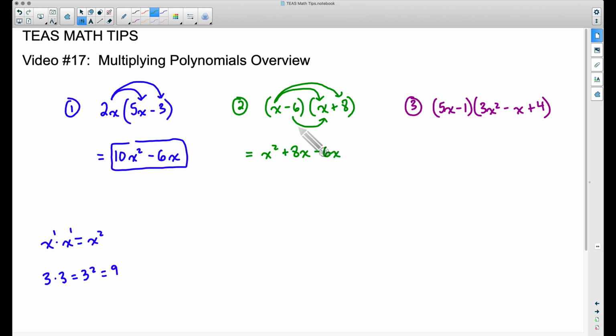Make sure you watch your signs. And a negative 6 times a positive 8 is a negative 48. Now there will be times, such as this example, where you can go one additional step or some additional steps, and we want to combine like terms here.